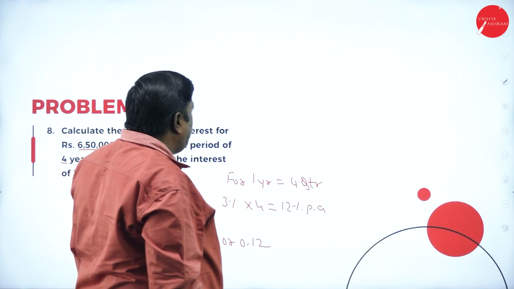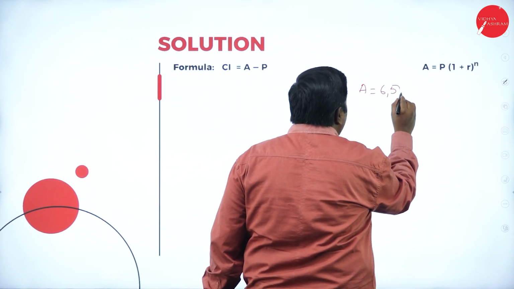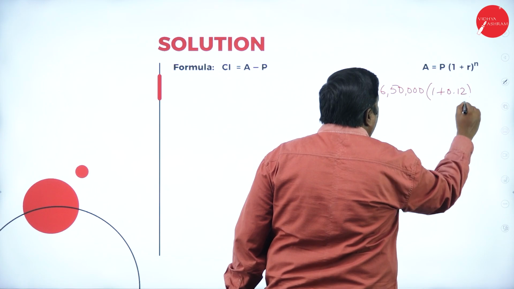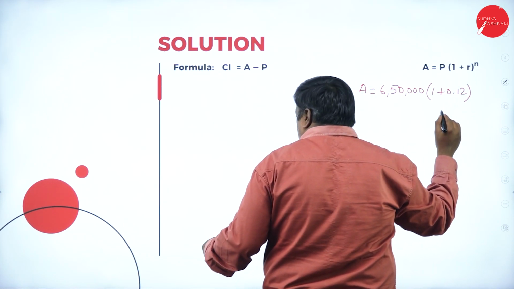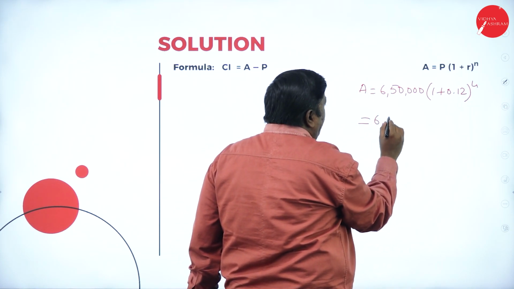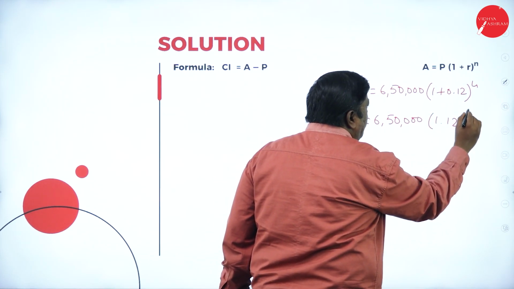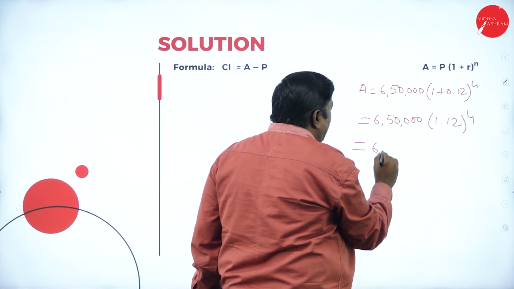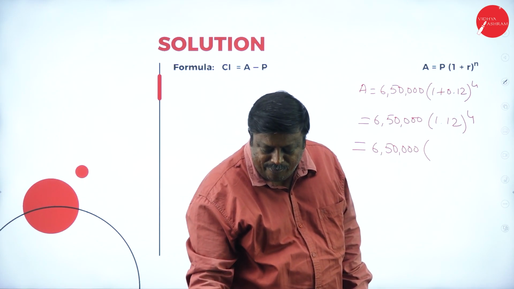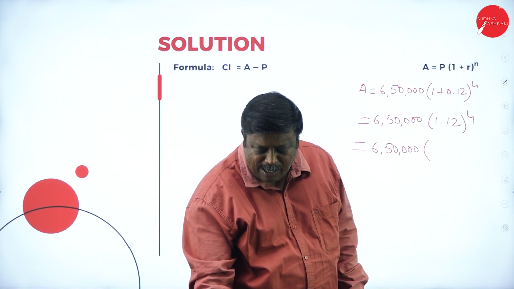What is the amount we are investing? We are investing 6,50,000. 1 plus 0.12 to the power of how many years? 4 years. 6,50,000 into 1.12 to the power of 4. So 6,50,000 into 1.12 into 1.12, 2 times, 3, 4 times.